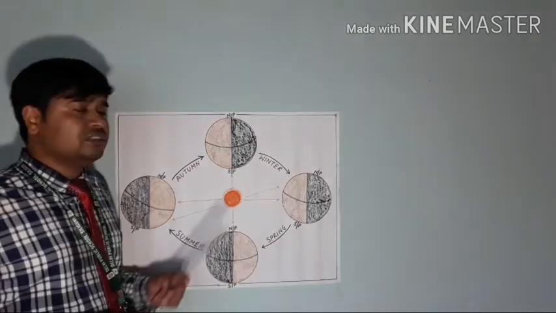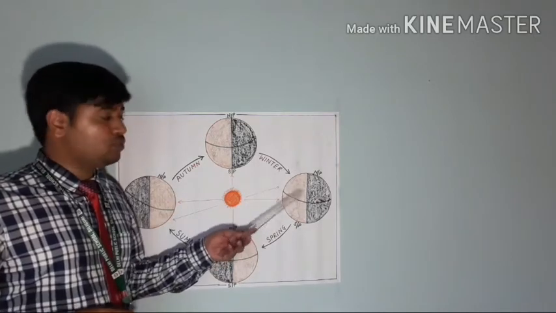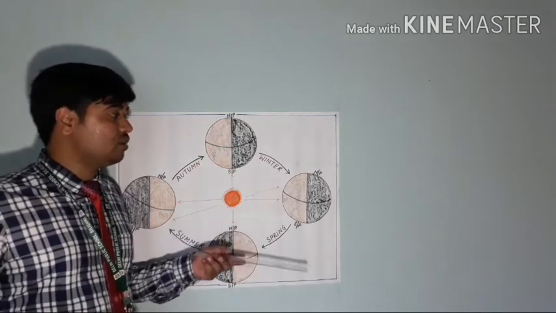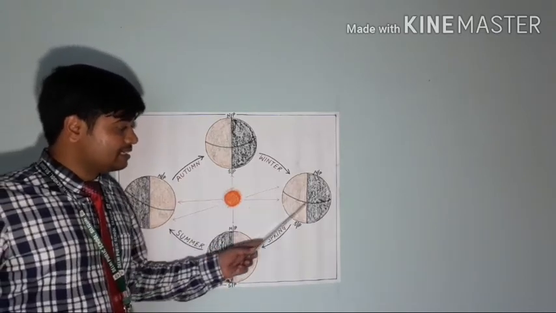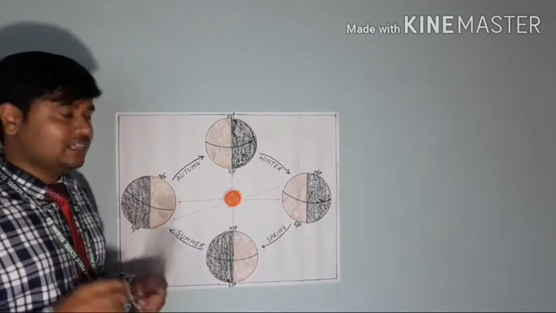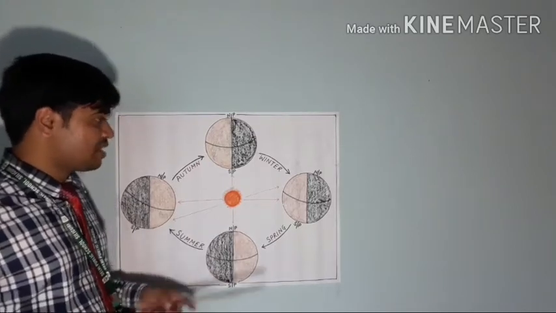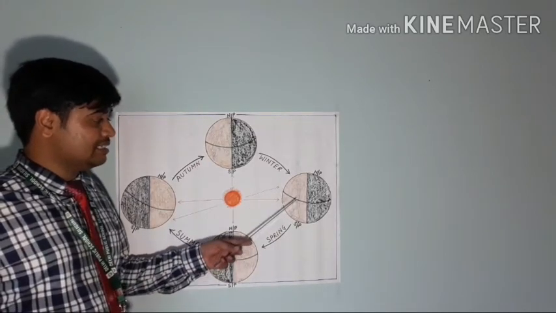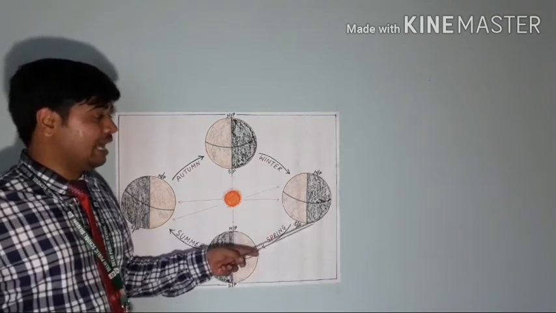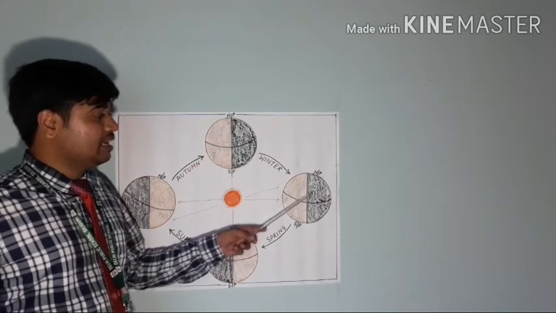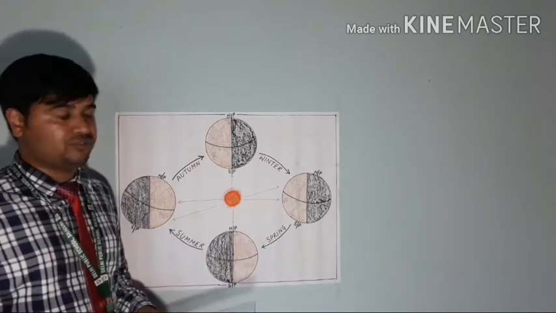So during the month of January, as the north pole is away from the sun, that's why northern hemisphere experiences winter, whereas southern hemisphere is closer to the sun, that's why southern hemisphere experiences summer. And the duration of day is longer in southern hemisphere and night is shorter, whereas the duration of day is shorter and night is longer in northern hemisphere.